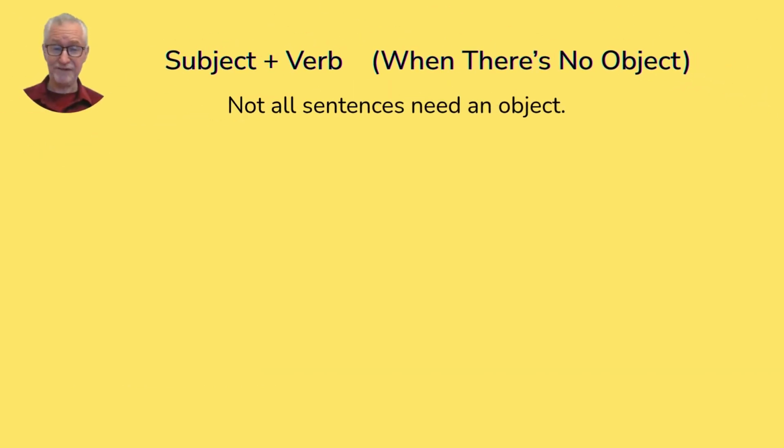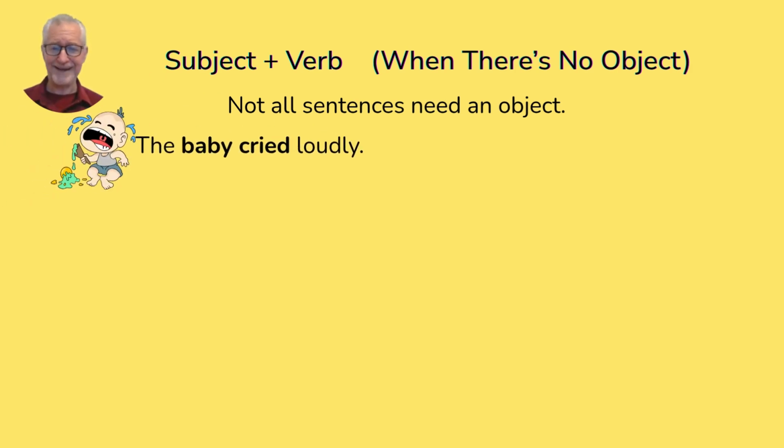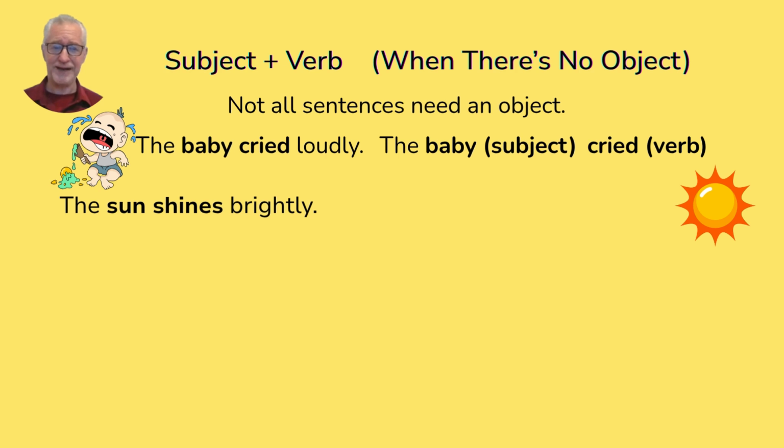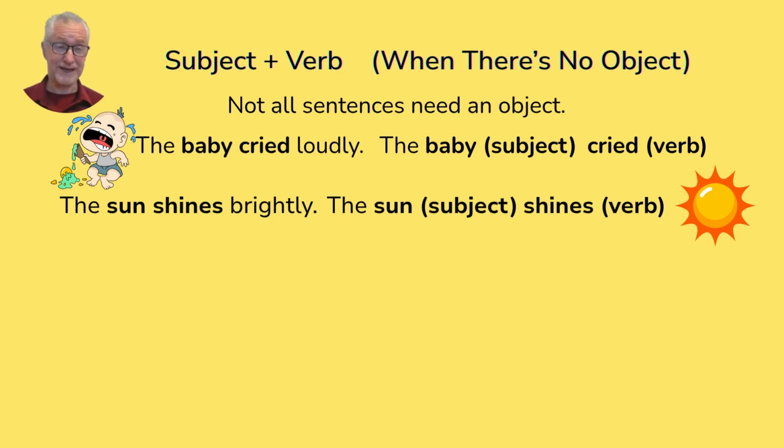Let's move on to a variation, which is the subject plus verb sentence. There is no object. Not all sentences need an object, and we'll have a look at some examples. The baby cried loudly. The baby, the subject; cried, the verb, but there is no object. Loudly is an adverb describing the verb cried. The sun shines brightly. The sun, the subject; shines, the verb, but brightly is not an object. So once again, it's an adverb describing the verb.